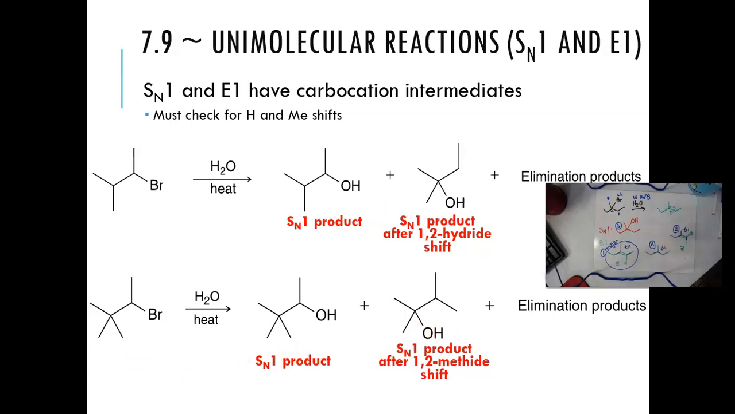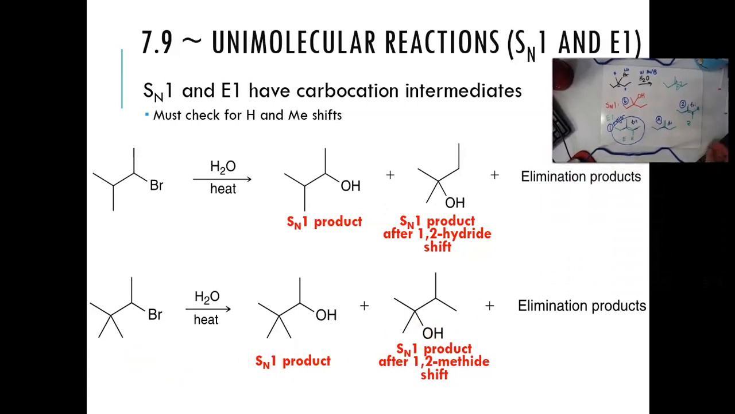Now, because our SN1 and E1 reactions have that carbocation intermediate, we always have to keep an eye out for hydride and methyl shifts in order to make that carbocation more stable. So in these 2 examples here, we're looking at a substrate that after it forms a carbocation is going to go through a rearrangement in order to make that carbocation more stable. So we're going to look at the full mechanism for each of these.